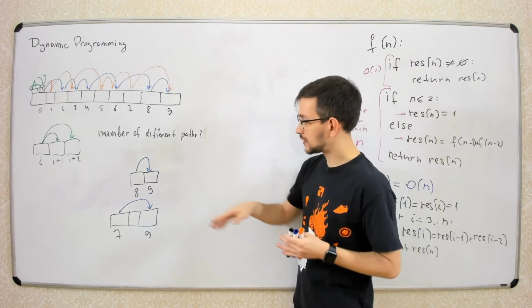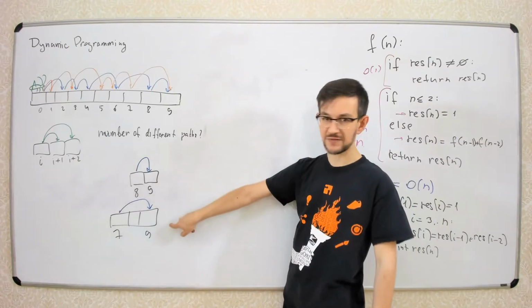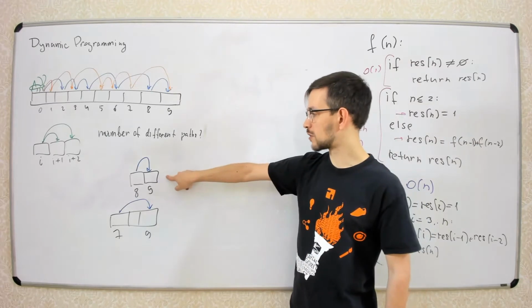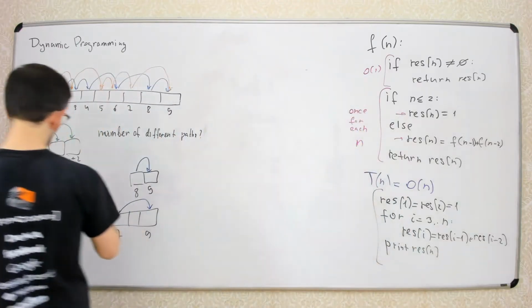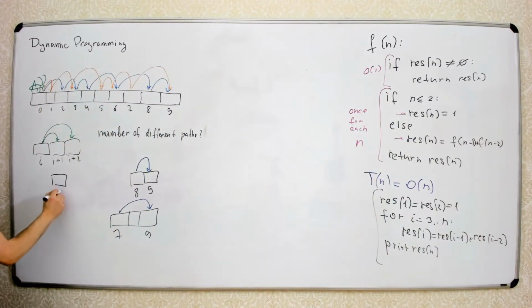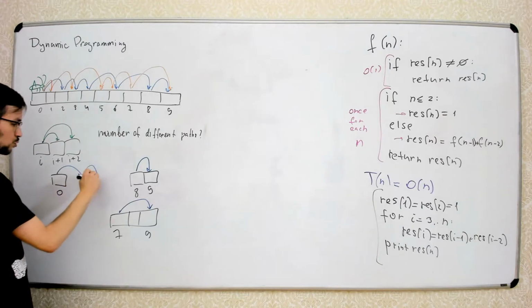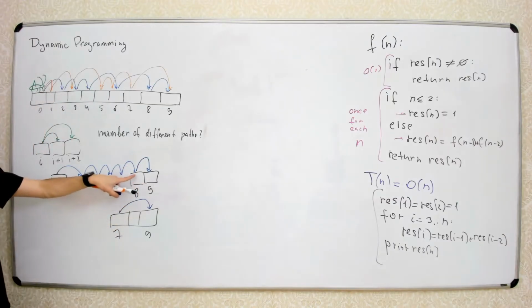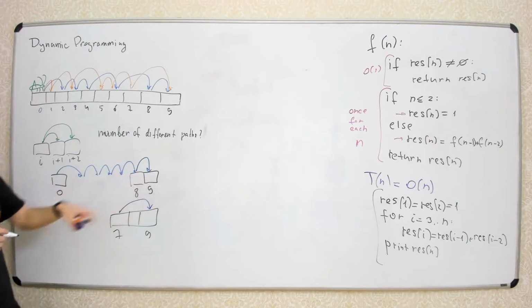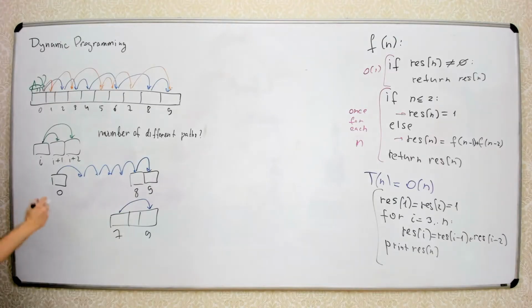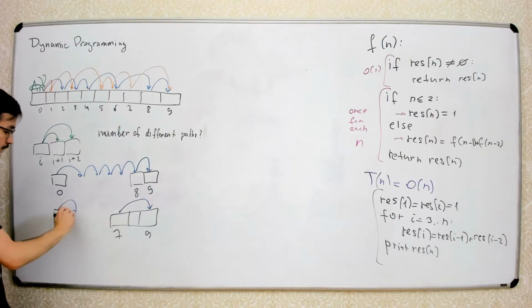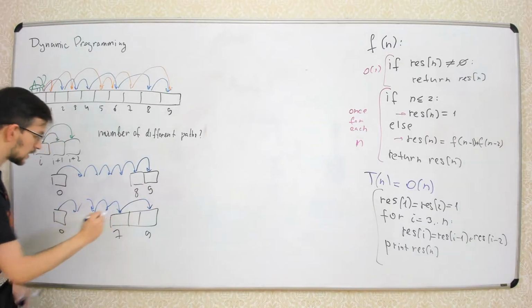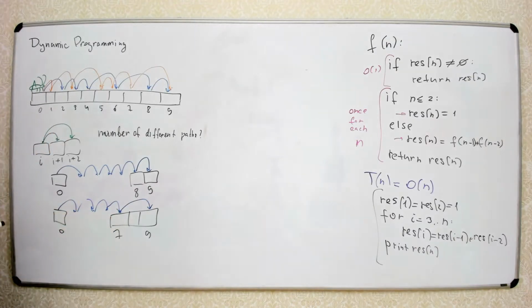Now, let's calculate the number of paths like this and the number of paths like this. How to calculate the number of paths like this? So what's happening? We start from cell 0 and we make some jumps, and we end in the cell 8. And then we make the last jump to the cell 9. And here we do basically the same. We start from cell 0, then make some jumps, and we end in the cell 7.